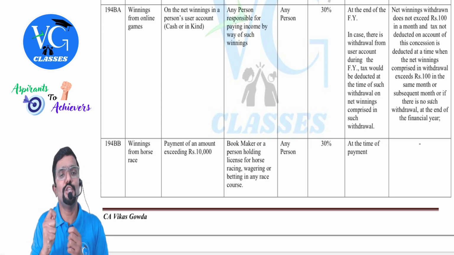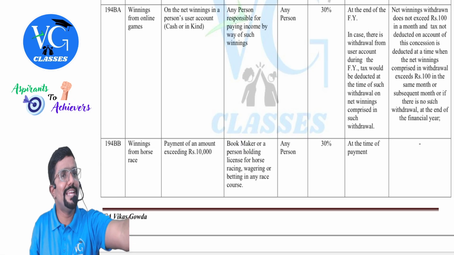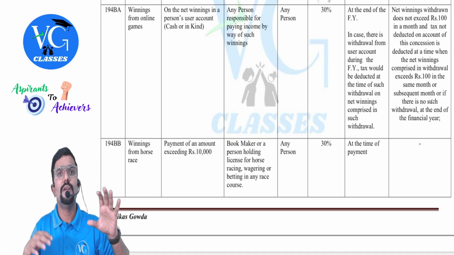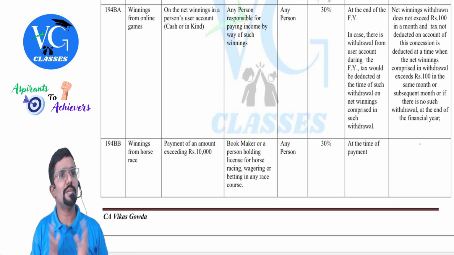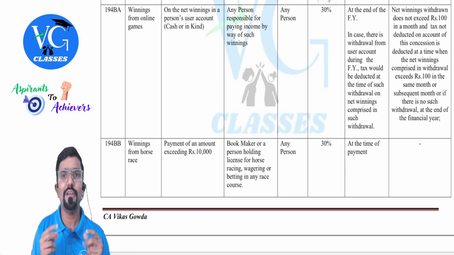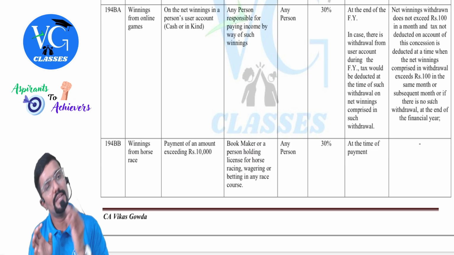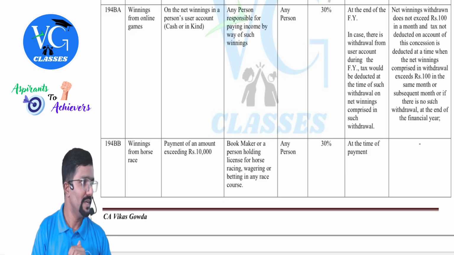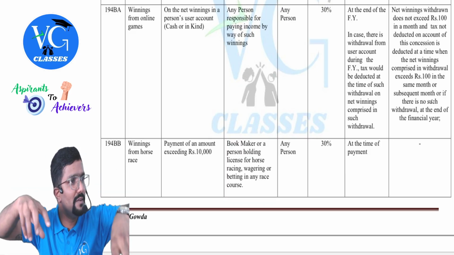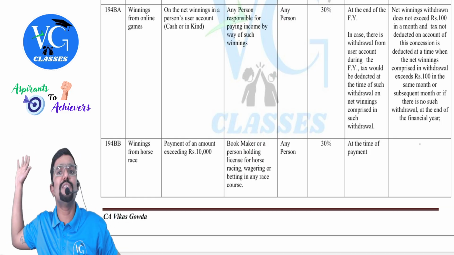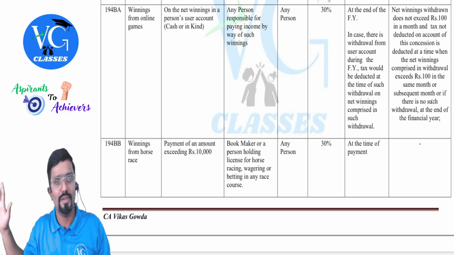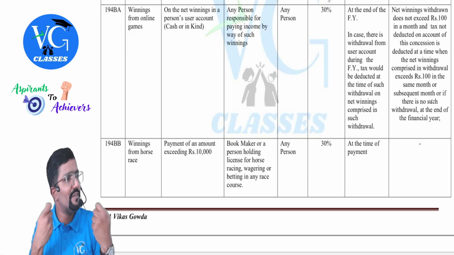But sir, assume I was participating in an online game. I have won 10,000. I am withdrawing that money from the app in July itself. Then when does TDS have to be deducted? In July, when I am withdrawing the amount. If I have kept the amount in the account itself, when will they deduct TDS? In the last month of the year, that is March.